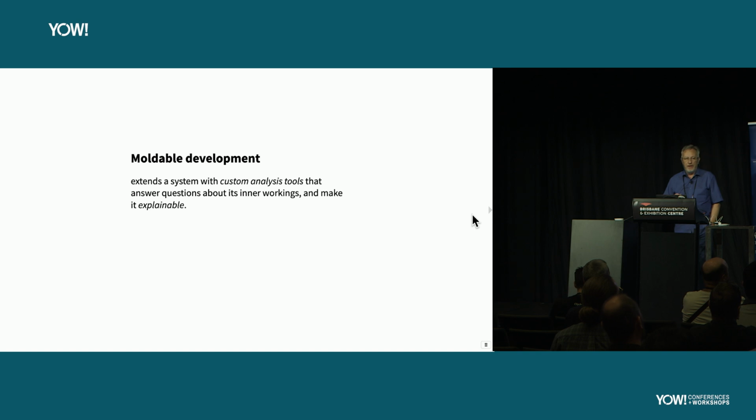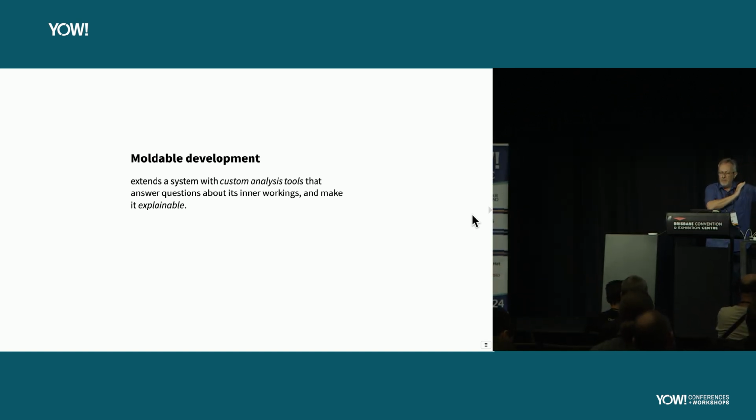So the idea of moldable development, I'll try and explain what this term means. It's a little bit mystical, because what's being molded, it's very visionary, mysterious, mystical. The idea is simply this, that you want to take a software system, you open it up, you add lots of little custom analysis tools that answer questions that you have about the inner workings of the software and make it explainable. So in essence, there's a dialogue going on between the development tools that you have and your software application. Instead of having closed development tools, we want to have open development tools so that they learn about our software application.